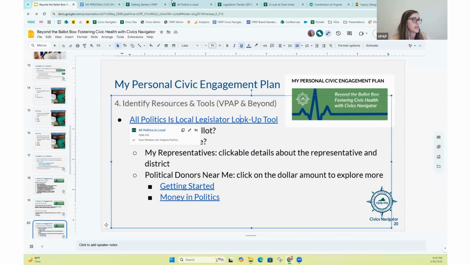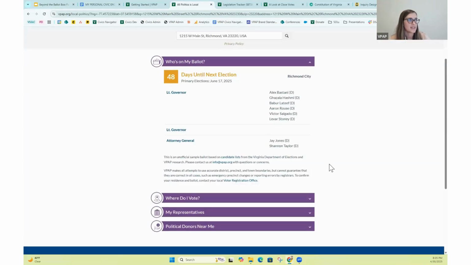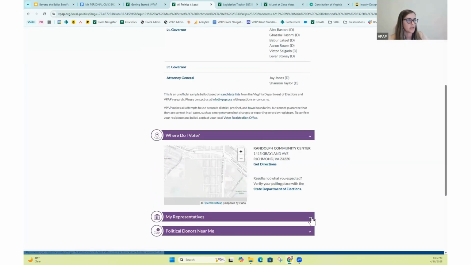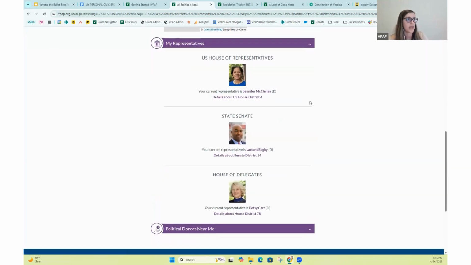And so just so we can see, this is the All Politics is Local tool. I went ahead and just typed in our office address, but I can see the obvious: this is how many days there are until the next primary or election. I can see where I'm supposed to vote. And then I can see my representatives. So we have our federal representatives here. But then we also have our state Senate and our House of Delegates.